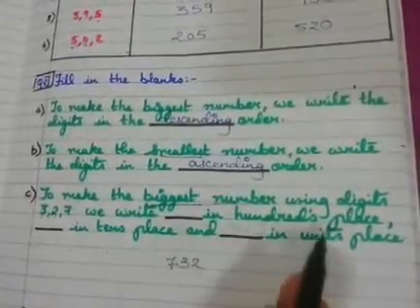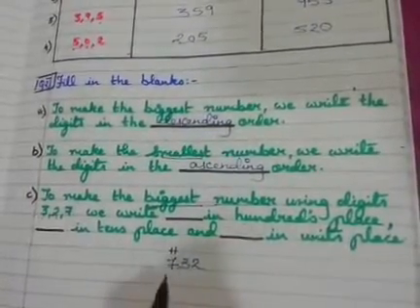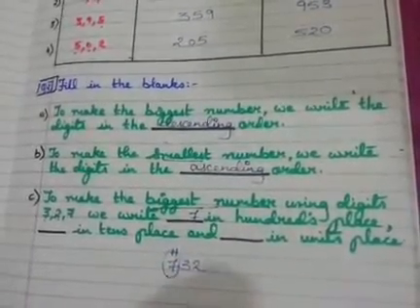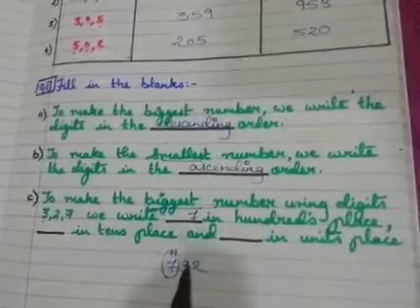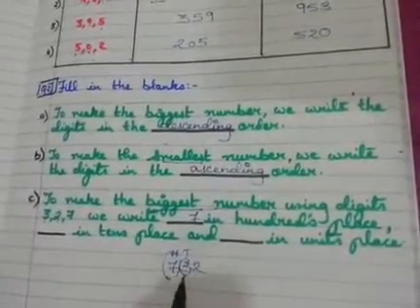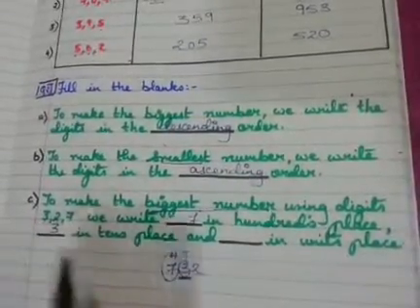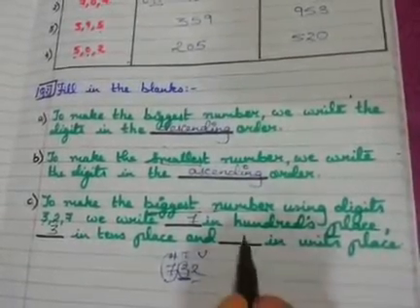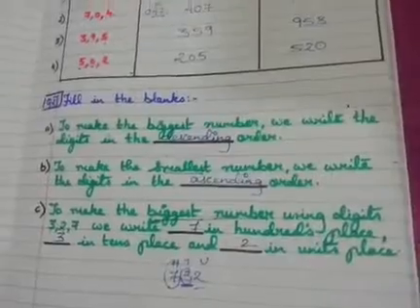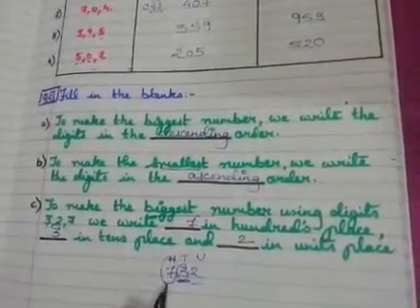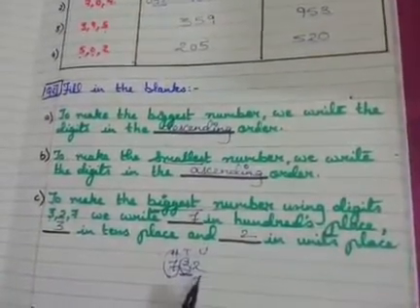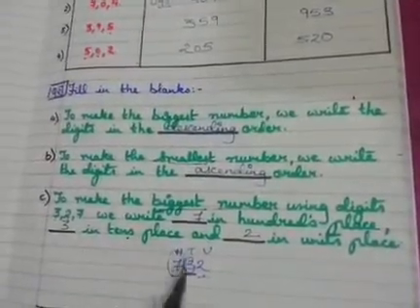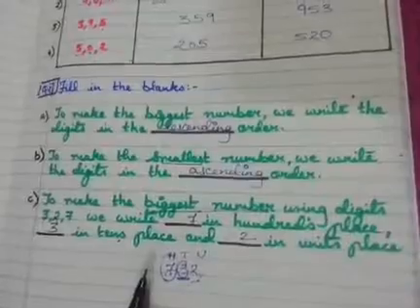Now dash in hundreds place. In hundreds we have 7. Okay children. Dash in tens please. In tens we have 3. And dash in units please. In units we have 2. Okay. From these digits the biggest number is 732. 7 in hundreds place, 3 in tens place and 2 in units place.